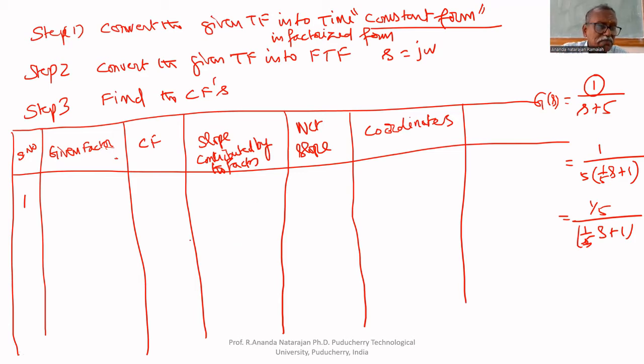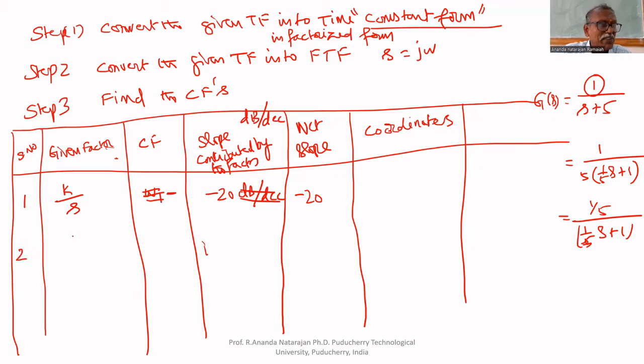The first factor is k by s. There is no corner frequency for 1 by s, therefore we put a dash. The slope contributed by the factor is minus 20 dB per decade. Am I correct or not? Or you can put the unit, dB per decade, and simply put minus 20. Net slope is minus 20 dB. Before that, no factors. That's why now we have to find the coordinates.